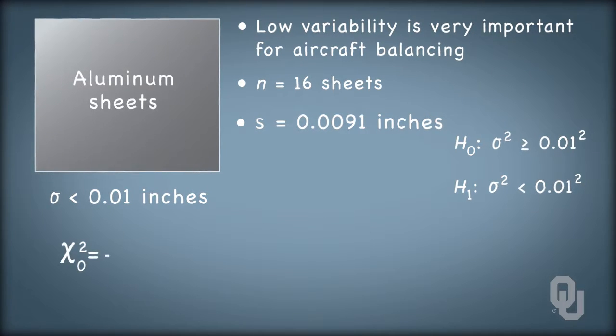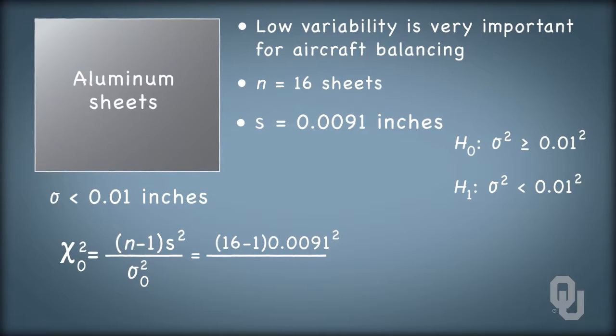The null hypothesis must then be sigma squared is greater than or equal to 0.01 squared. The chi-square test statistic is n-1 times s squared divided by sigma naught squared, or (16 minus 1) times 0.0091 squared divided by 0.01 squared, or 12.42. We need the p-value associated with this test statistic.